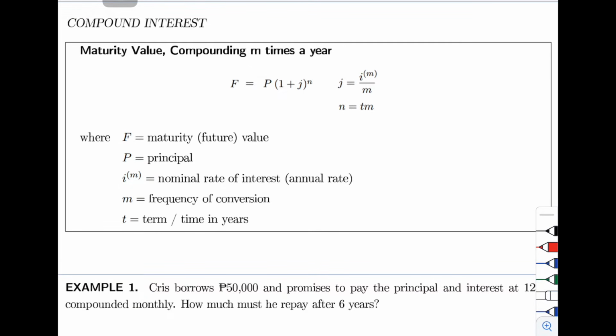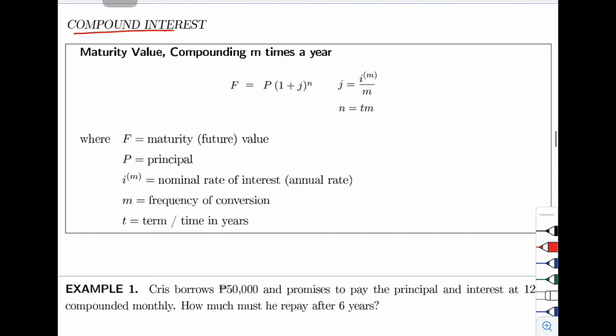In this tutorial video, ituturo ko sa inyo guys kung paano ba mag-solve ng compound interest. Okay, so when we say compound interest, it is the addition of interest to the principal sum of a loan or deposit. Or in other words, interest on interest.